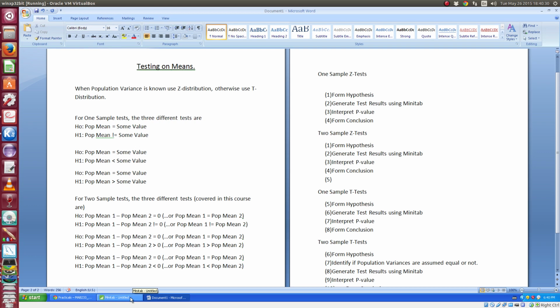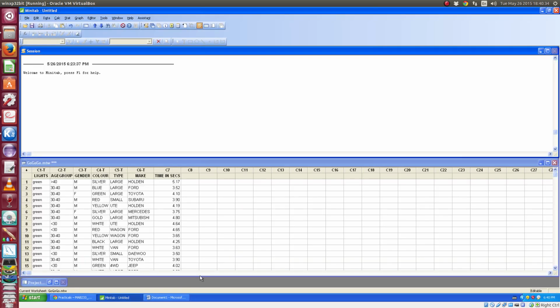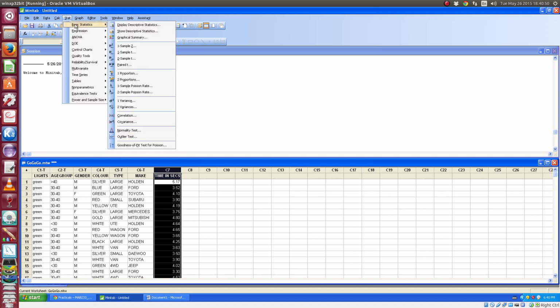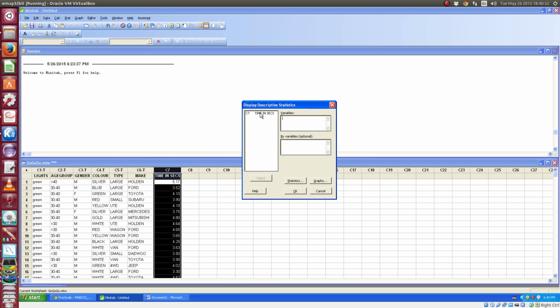Okay, so again here we're going to be looking at testing on the mean. I've just opened up the data from Prac 9, which is the Go data set, and we have one continuous variable here that we're looking to ask questions about. If we have a look at the time in seconds, we can definitely form the average. So let's find the sample average.